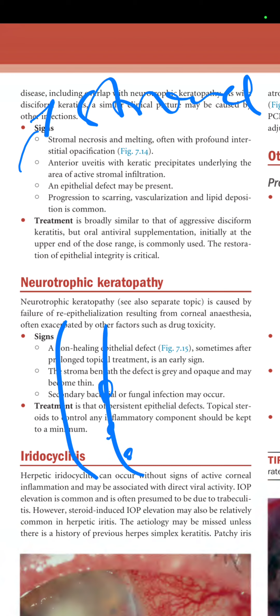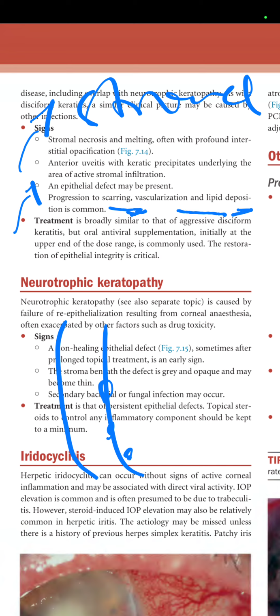An epithelial defect may be present. Progression to scarring, vascularization, and lipid deposition is common. So these are complications of the stromal keratitis. Treatment is broadly similar to that of aggressive disciform keratitis, but oral antiviral supplementation initially at the upper end of the dose range is commonly used.